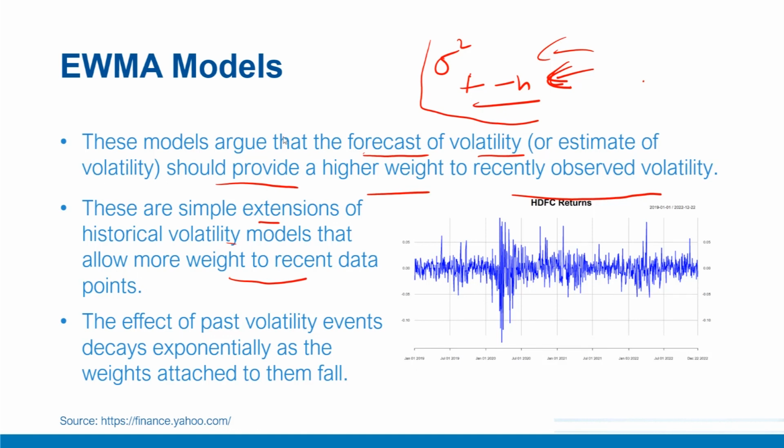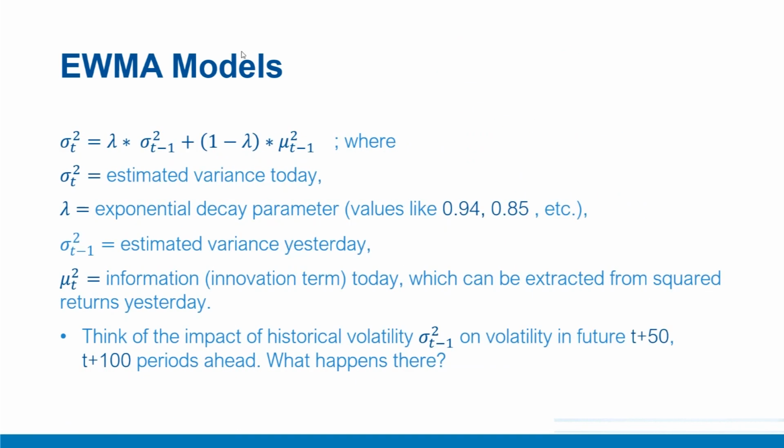Let us see how this works mathematically. This is the formula for the EWMA model, which gives sigma square t equal to lambda into sigma square t minus 1 plus 1 minus lambda into mu square t minus 1, where sigma square t is the estimate of variance for today using historical information.